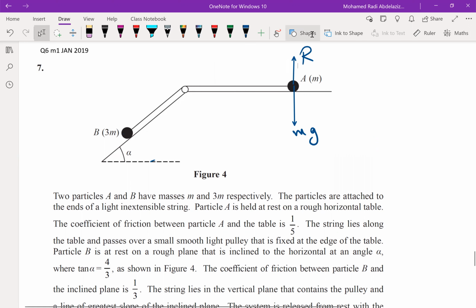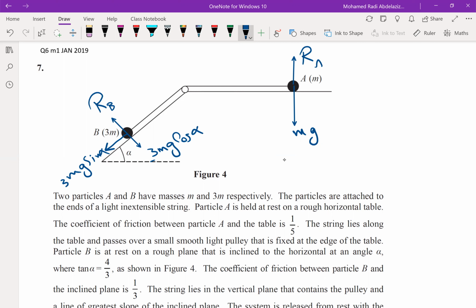For particle B, we show the resolving force components like this. This will be mg sine alpha, but the mass here is 3m. Don't forget to write 3mg sine alpha and 3mg cosine alpha, and the normal reaction for B, and the normal reaction for A.